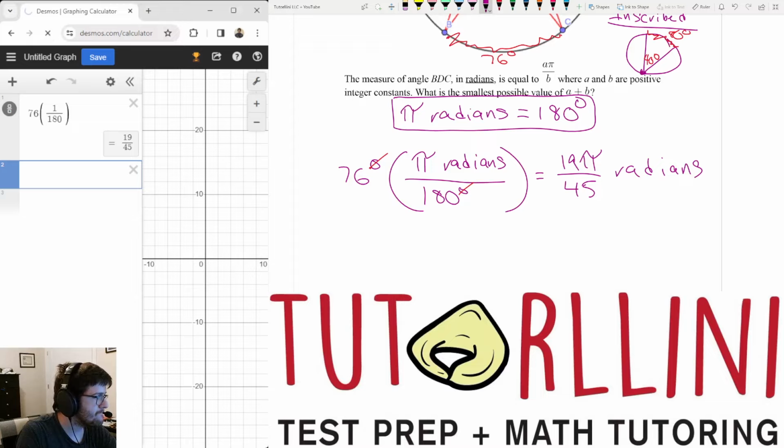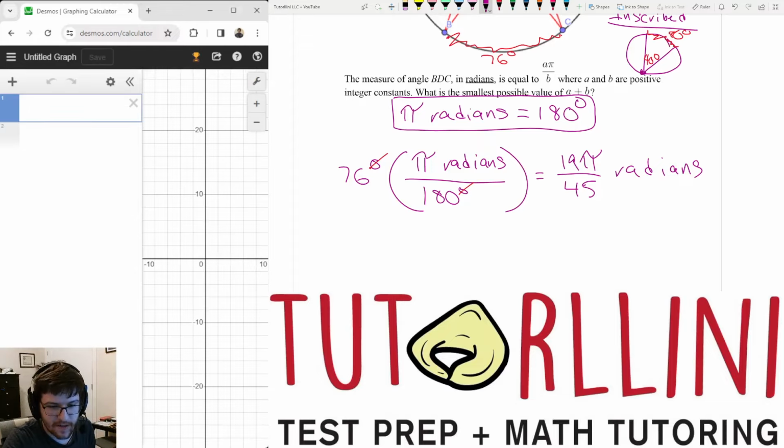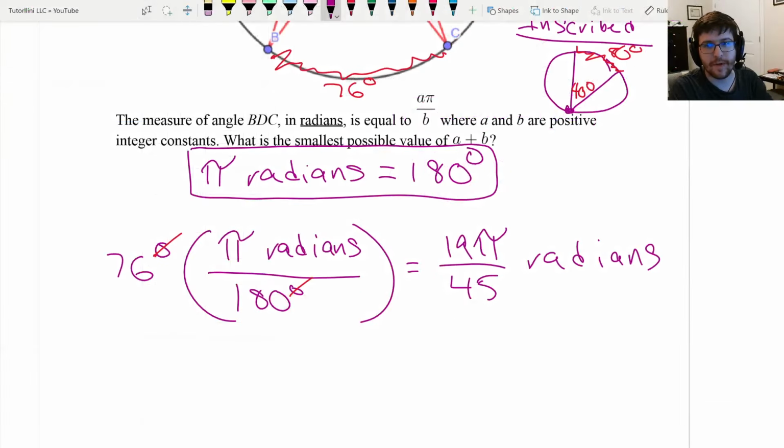Great. And again, if you have a scientific calculator that can handle pi, you don't even need to worry about that. Okay, let's keep going. So we're basically done. Now it says it wants to find the smallest possible value, so that just means it wants us to be simplified in lowest terms, which this guy is.